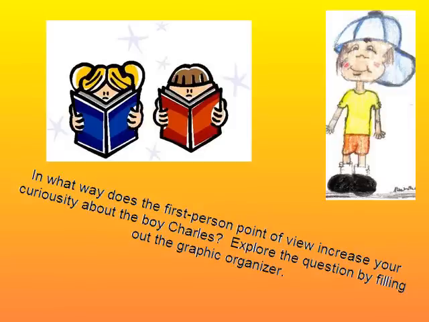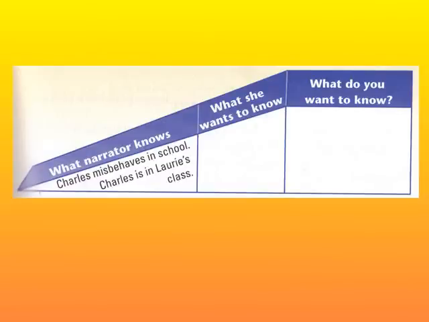So what does Laurie's mom know? Laurie's mom knows that Charles misbehaves in school. And she knows that Charles is a boy in Laurie's class. However, Laurie's mom asked a few questions during the story that she wants to know.